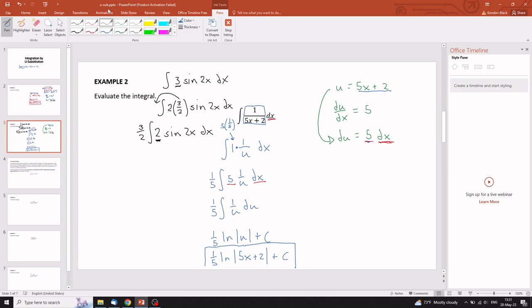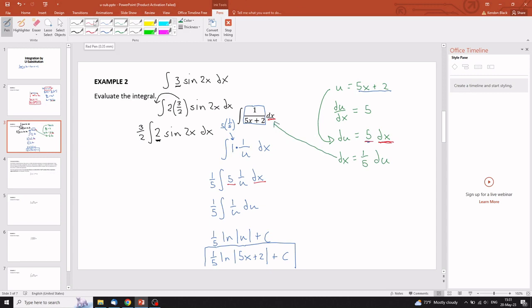Okay, the second way is to go back to our du definition. Du equals 5 dx, and take it one step further and actually solve for dx. So divide both sides by 5, dx equals 1/5 du. And now we can substitute for this dx directly.